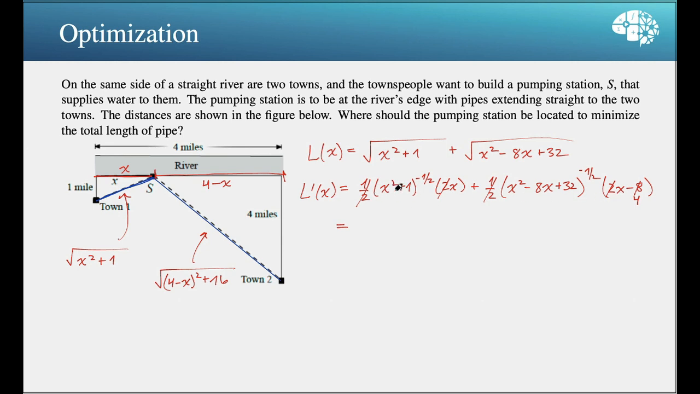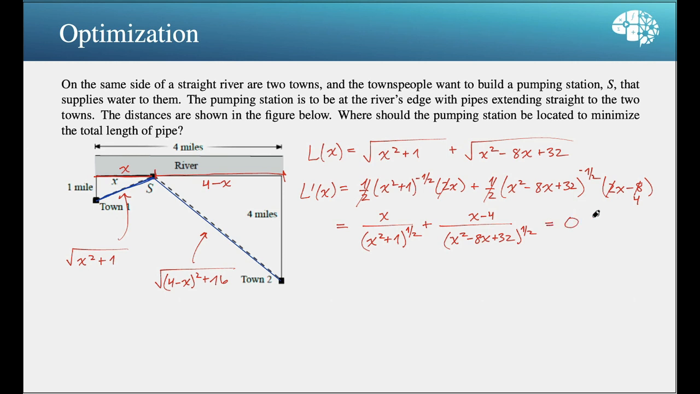And then I'm going to write these as fractions. So I've got x over (x squared plus 1) to the 1/2, and then plus (x minus 4) over (x squared minus 8x plus 32), again to the 1/2. Now, we are looking for when this derivative is equal to 0, because we're looking for critical numbers. So we'll set this equal to 0.